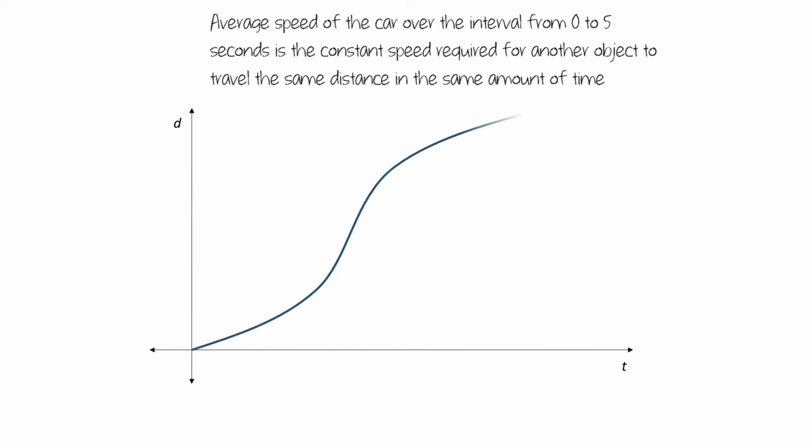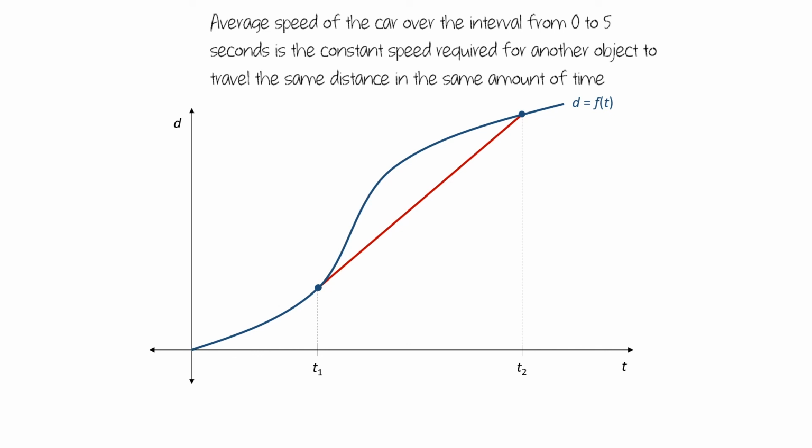Suppose that this graph represents the distance an object has traveled away from some initial position in relation to the amount of time elapsed since the object began traveling away. We know that the object's average speed over the interval of time from t1 to t2 is the constant speed that a second object would have to travel to cover the same distance as the first in this interval of time from t1 to t2.